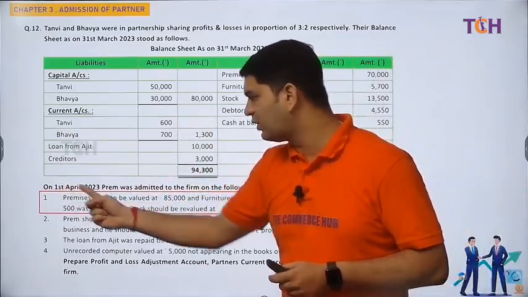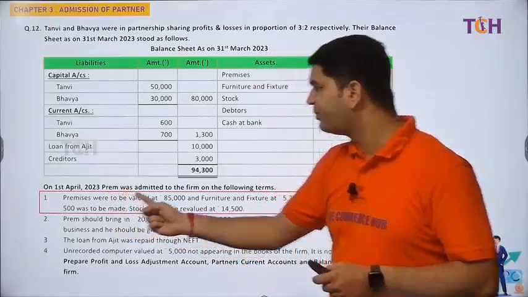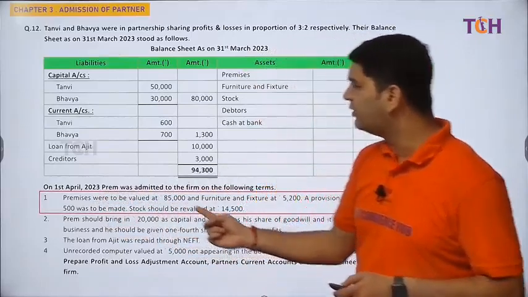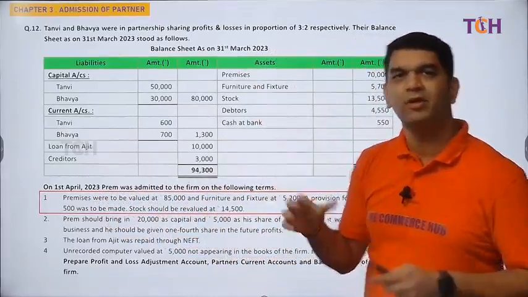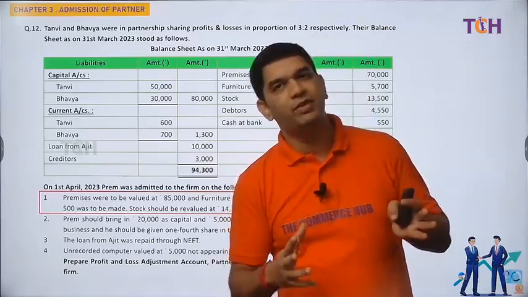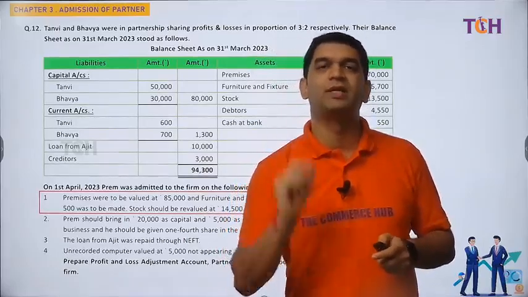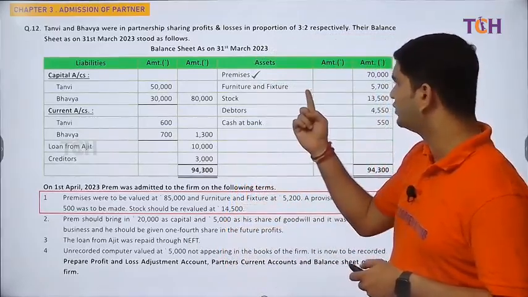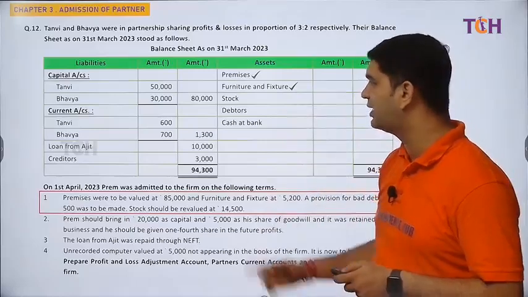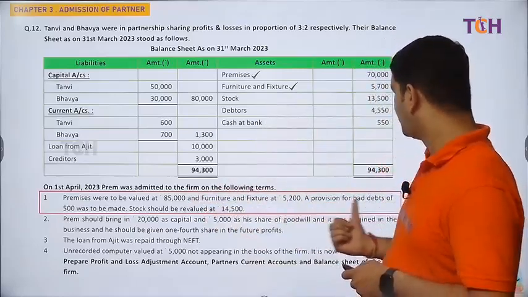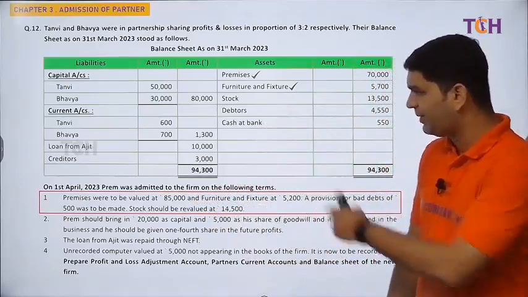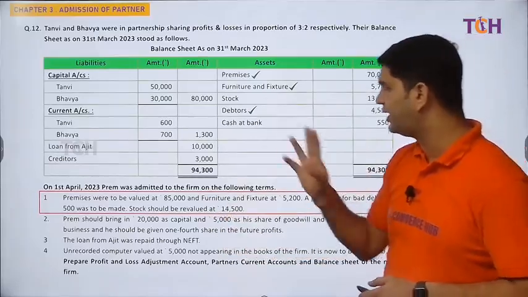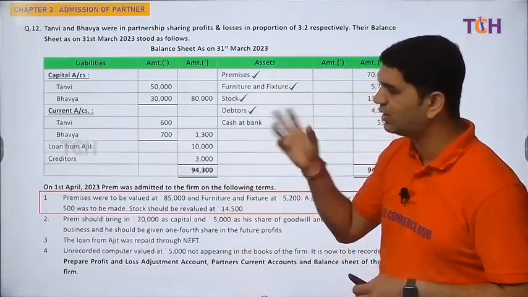First of all, it is mentioned that on 1st April 2023, Prem was admitted to the firm on the following terms. Premises were valued at 85,000. So premises is revalued, and we all know where we will write that. Then furniture and fixtures 5,200. Again there is a revaluation in furniture, we'll mark it. Then provision for bad debts 500, so we'll mark debtors. Stock should be revalued at 14,500. So all the assets have revaluations, some adjustment or the other.